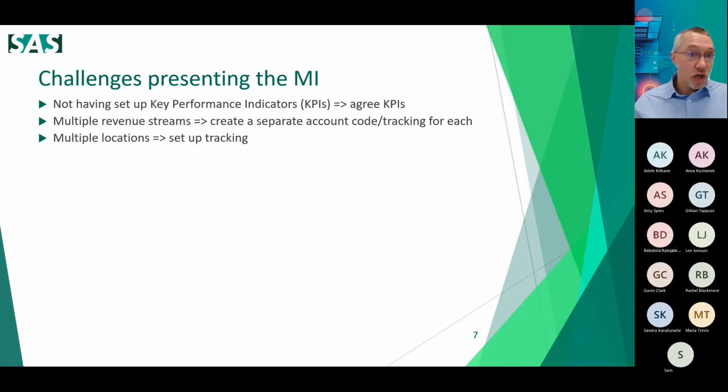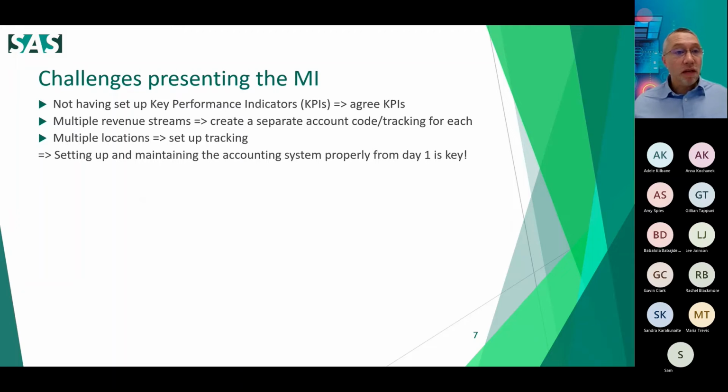The third challenge that we see is that you've got multiple locations. That applies in particular to small groups which have several locations, and we would highly recommend that you set up tracking by branch to make sure that you know how each individual branch or location is doing. So the bottom line, what do I mean in a nutshell?